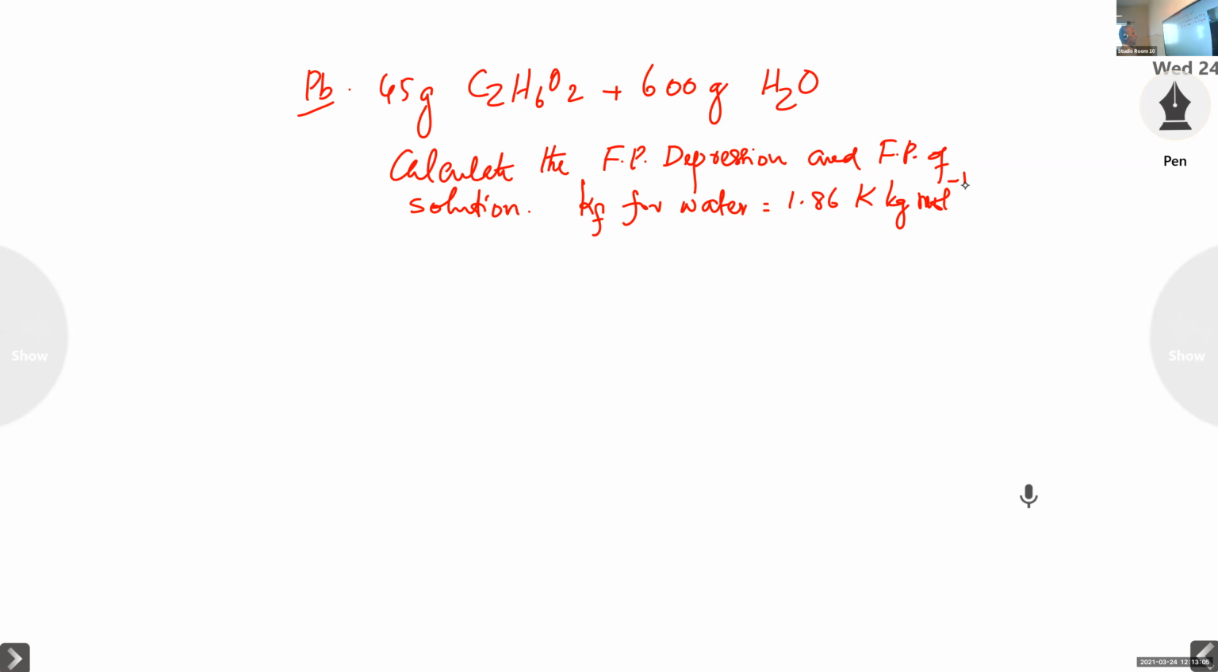45 gram of ethylene glycol, C2H6O2, is mixed with 600 gram of water. Then calculate the freezing point depression and freezing point of the solution. Kf of water is 1.86 Kelvin kilogram per mole. So what all things we have to find out? A freezing point depression and freezing point of a solution. There are two parts.